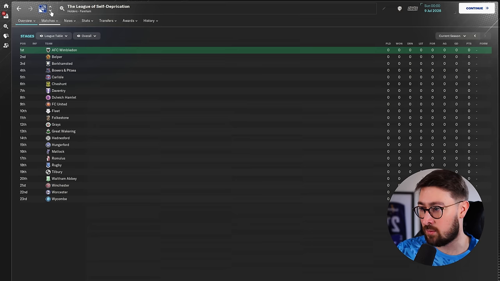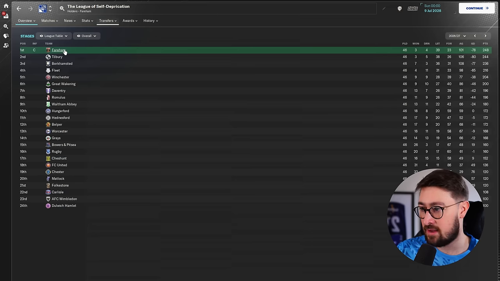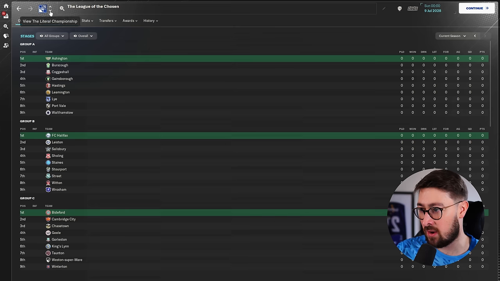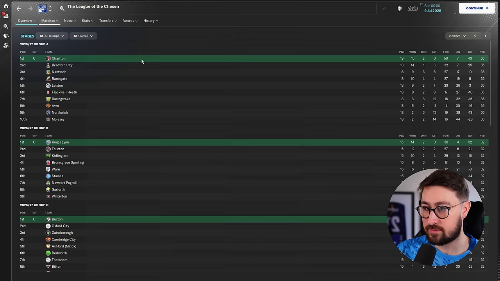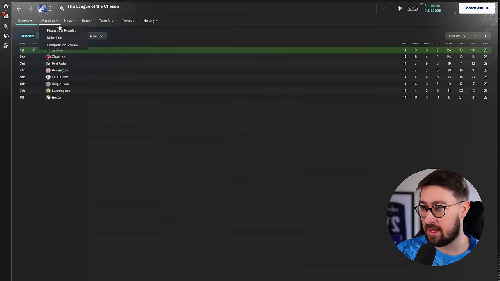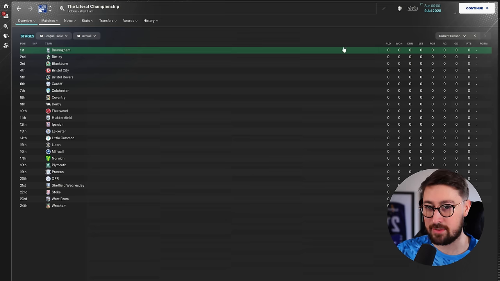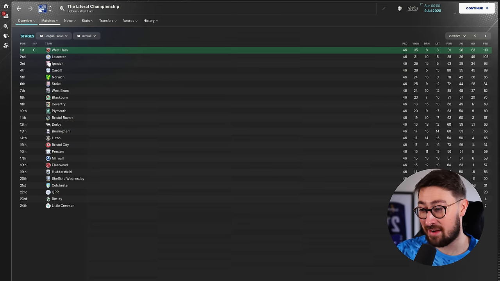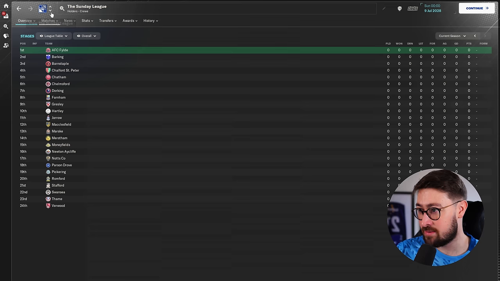If we then keep going, I want to see this abyss, I believe. Fareham there. Worcester didn't get promoted. Still, keep going, lads. Keep going. League of the Chosen. Did this one have a playoff? Who won the playoff? Salford won the playoff in that one. Literal Championship. I still love how that's involved. West Ham won that one. Any Premier League teams in here? Not so much, no. Mostly Championship teams.